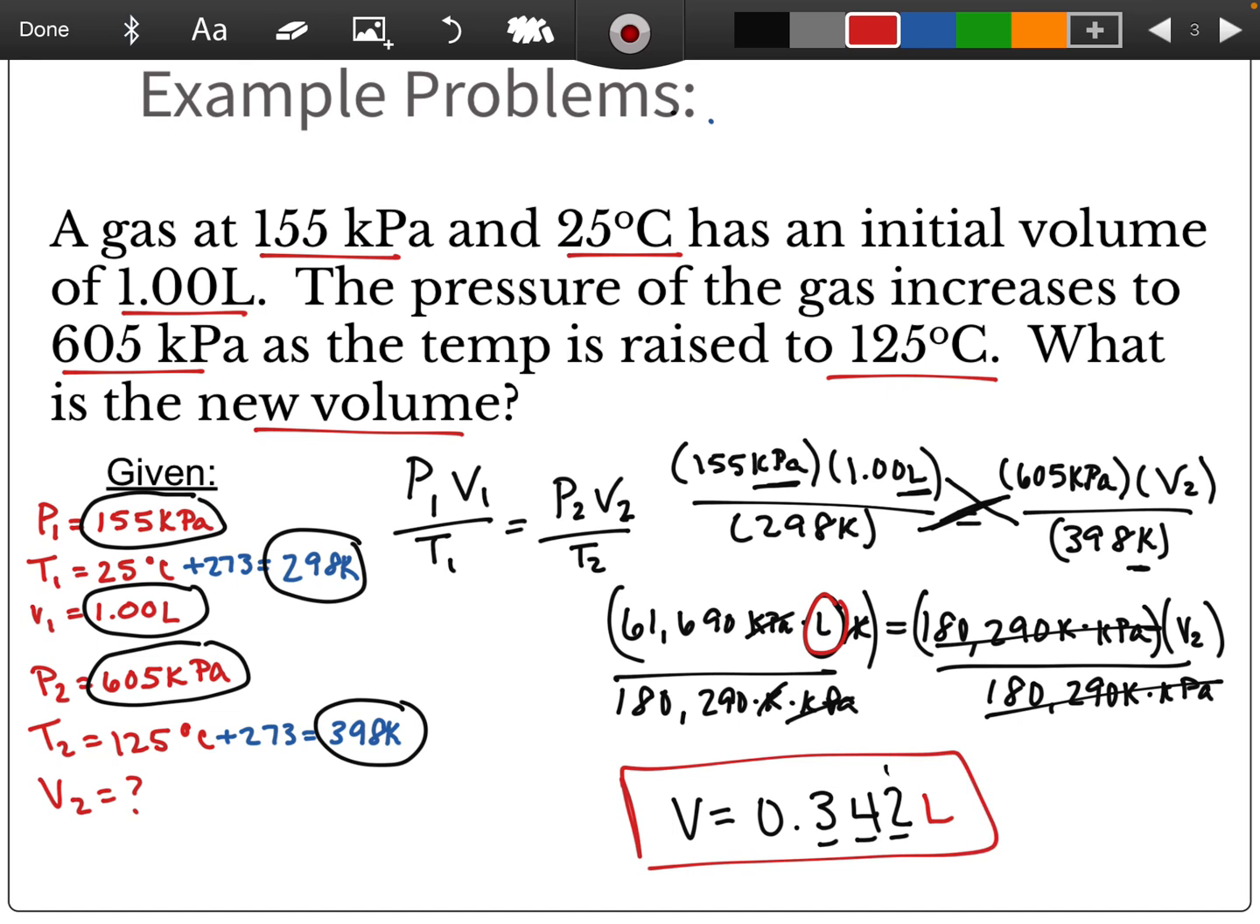So again, the process is the same. You plug in the numbers, and then like I said, you can cross multiply, or you can solve for one side and set it equal to another, whichever way makes more sense to you.